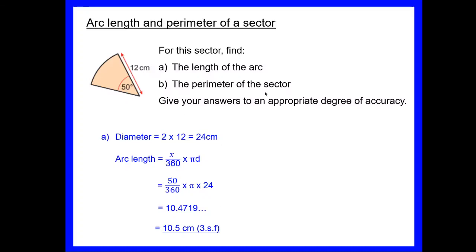The perimeter of the sector then is not just the arc around the outside, but it means we walk all the way around. So we've already got the arc, which is 10.5, and then we come down here, which is 12, and we need to go back out again to the beginning, which is another 12. So the perimeter is the arc length plus the radius again. So 10.5 plus 12 plus 12, which is 24.5 centimetres to 3 significant figures. Make sure you copy down the example before you move on to have a go at your own ones.